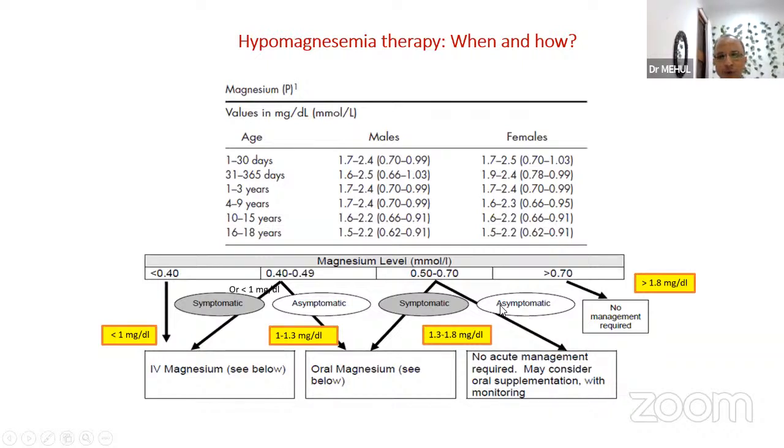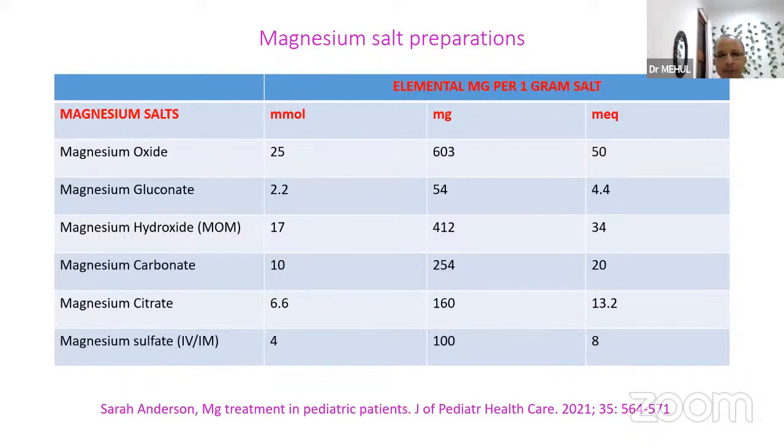If the child is asymptomatic and has a magnesium of 1.3 to 1.8, there is no need for acute management, and consider oral supplementation with monitoring. And certainly if the magnesium is more than 1.8, we are dealing with a child who has got normal magnesium concentration. There are different salt preparations which are available in the market.